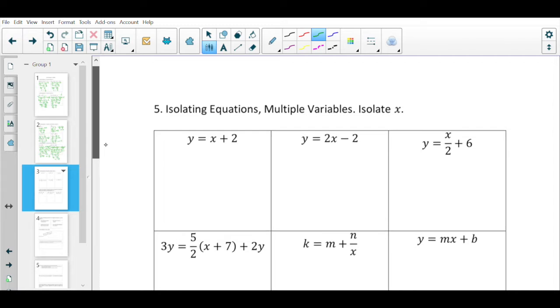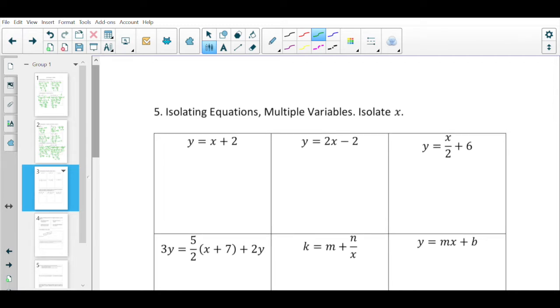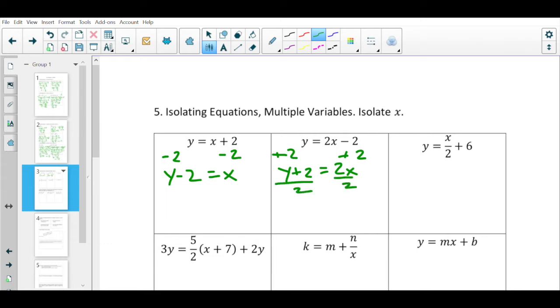Isolating equations, multiple variables. Isolate x. Same deal. So that's y minus 2 equals x. There you have it. X is isolated. So we're using the same principles of what we learned with solving equations. So that's y plus 2 equals 2x divided by 2. What you do to one side, do to the other. So that's y plus 2 over 2 equals x.